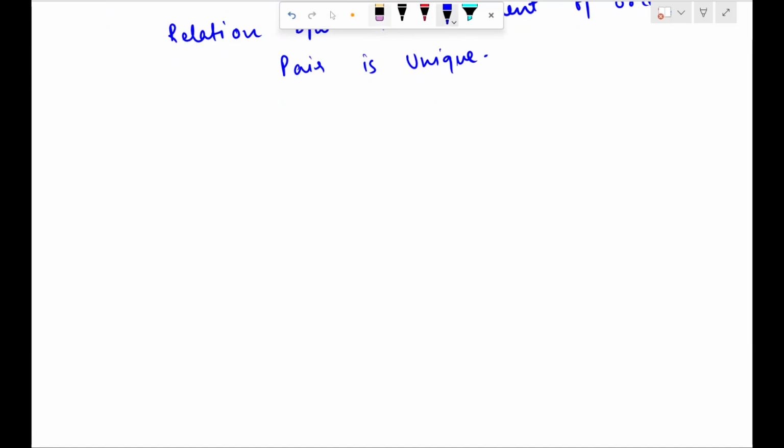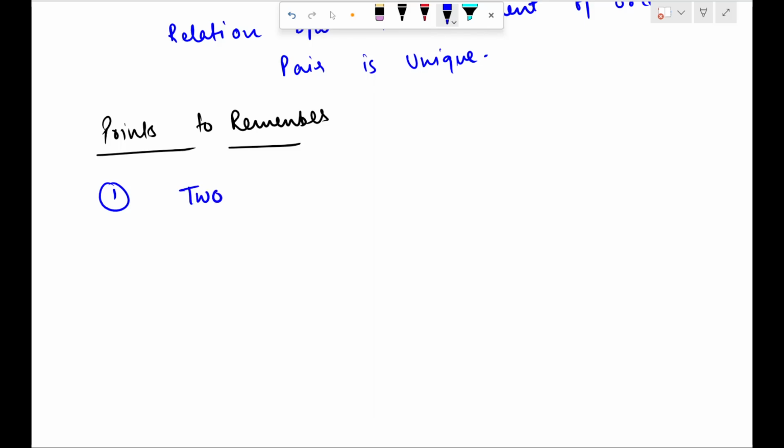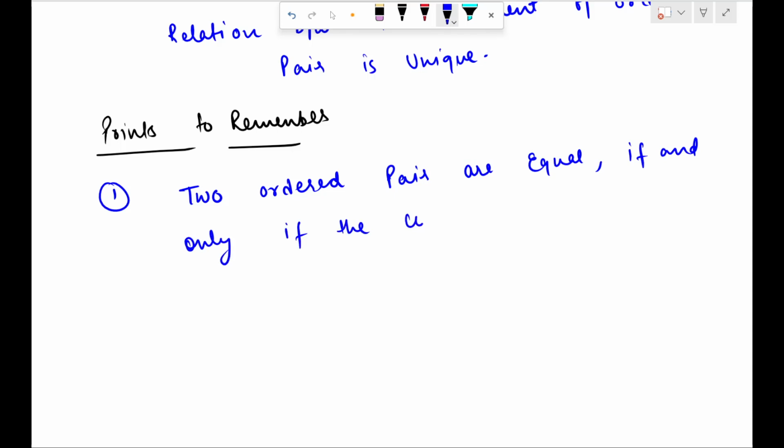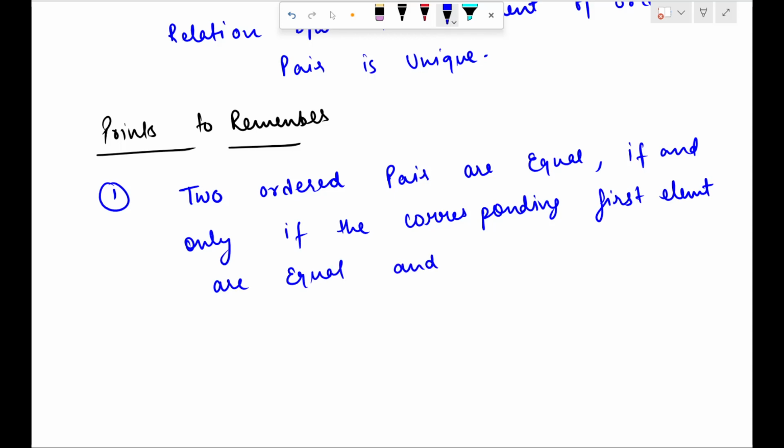Next we have some points to remember. First, two ordered pairs are equal if and only if the corresponding first elements are equal and the corresponding second elements are also equal.